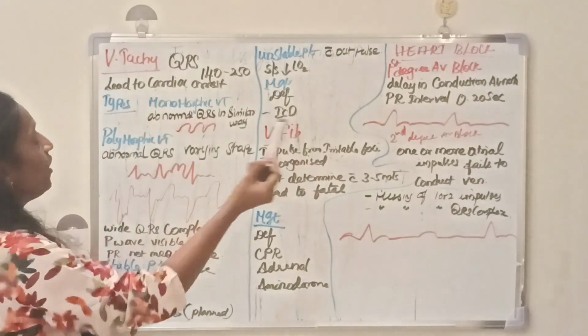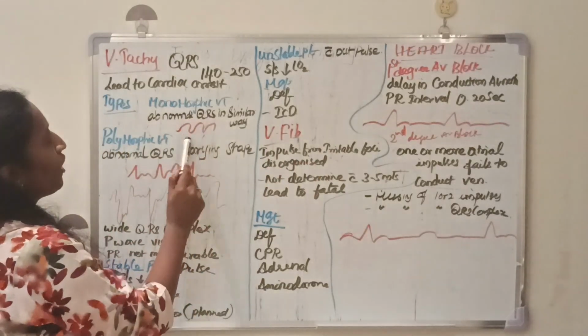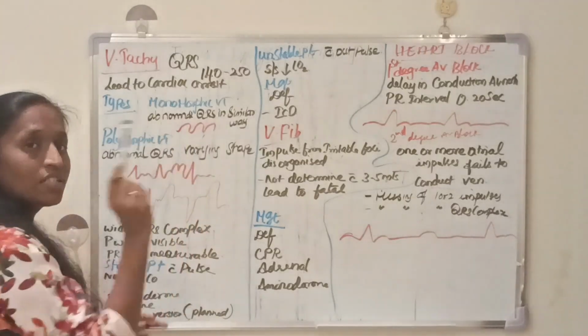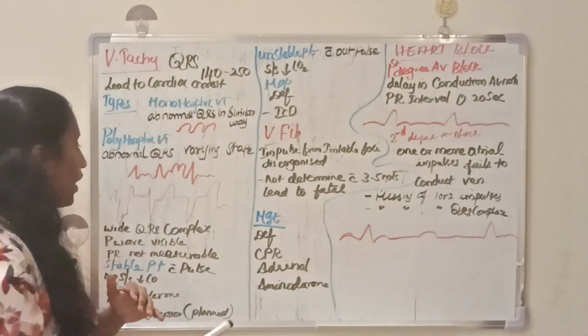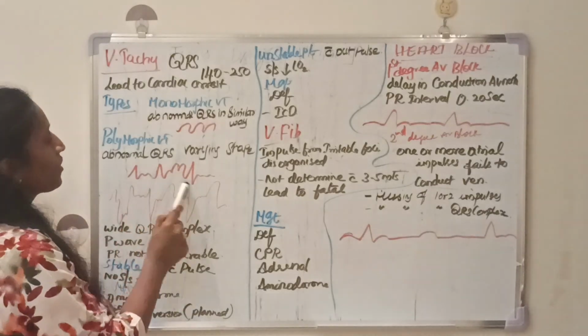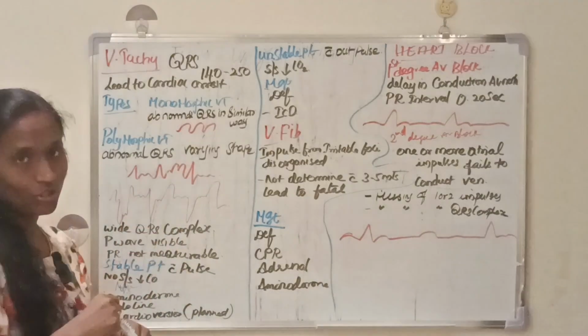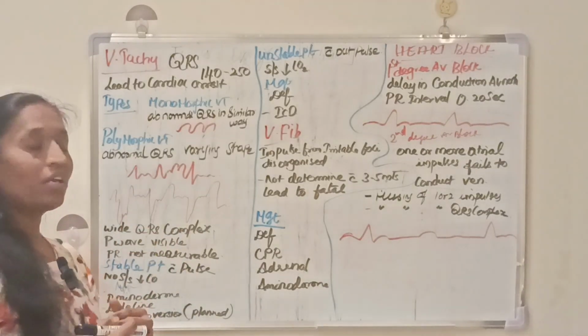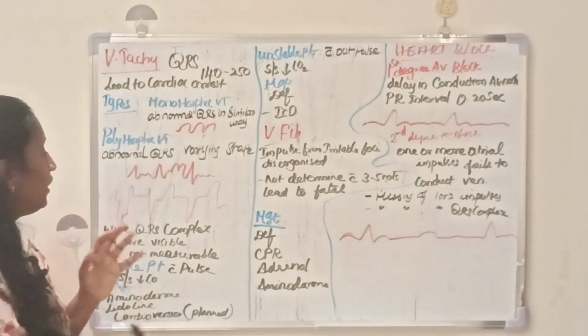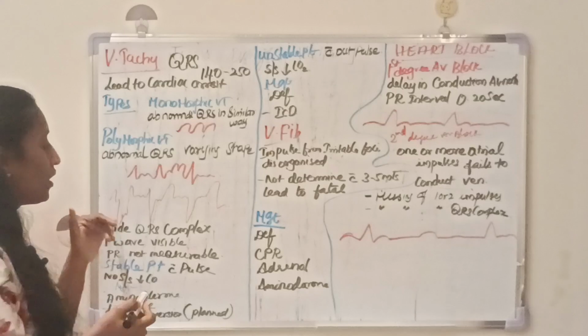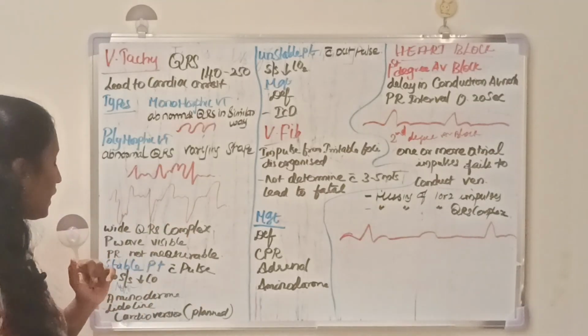You can see an ECG. Here it is monomorphic. You can see the QRS complex in the same shape. In polymorphic, it is varying in shape. You can see the QRS complex will be in a different shape. That we call the varying shape of polymorphic ventricular tachycardia. The ECG will be like this for ventricular tachycardia.